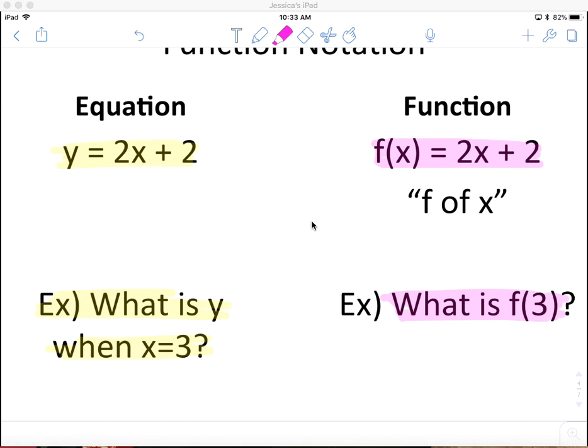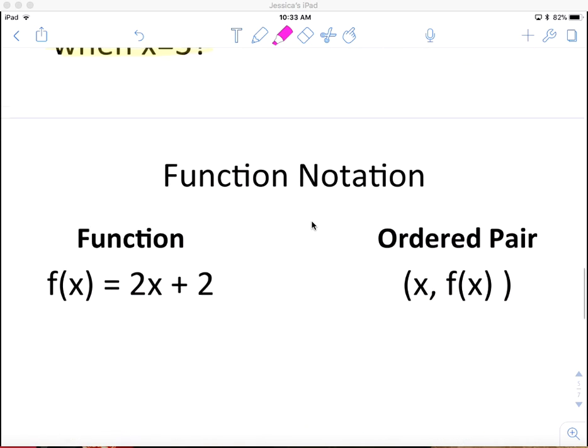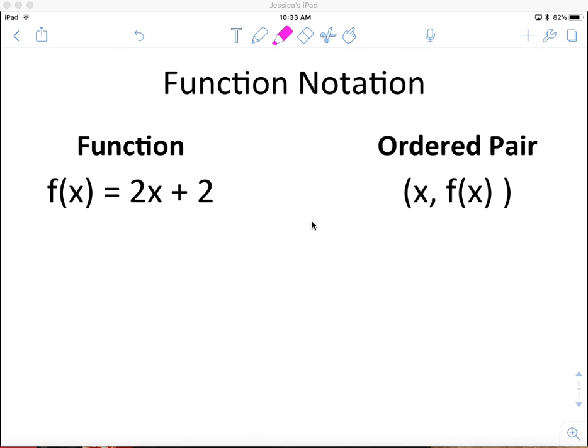Remember, in the parentheses means it is your input. Another recap here is that with function notation, f of x is the same thing as y. You'll now see f of x. You might also see g of x or m of x or t of x. It's a way for us to tell different functions apart.